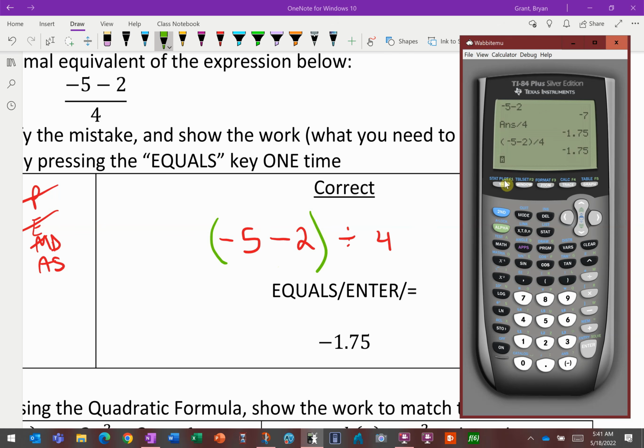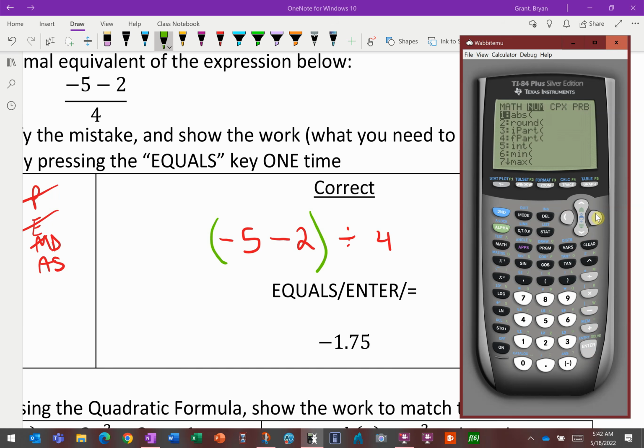For example, there's one hidden on the 84 up here, like so. And so I should just be typing in negative 5 minus 2, all of this over 4, and hitting enter. Now I got a fraction here, and you need to be comfortable converting that to a decimal for this one.